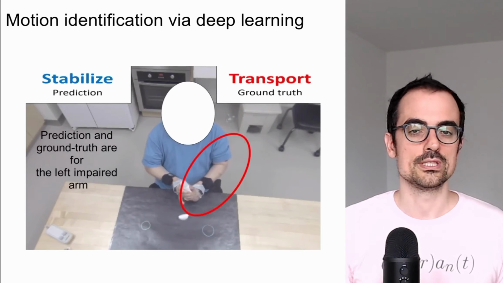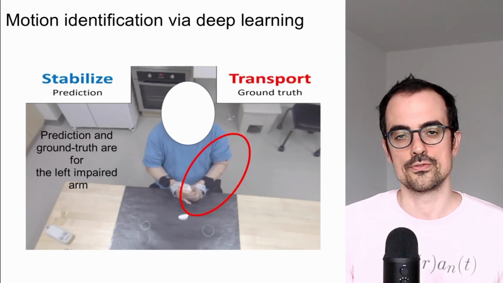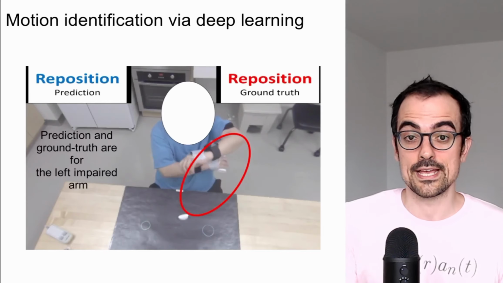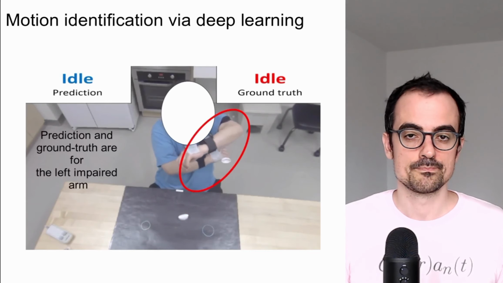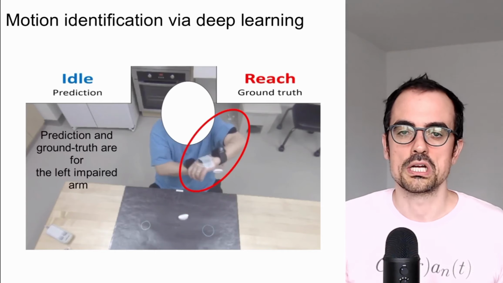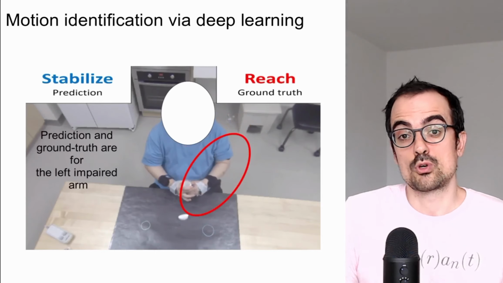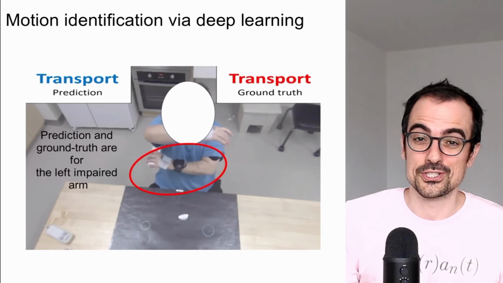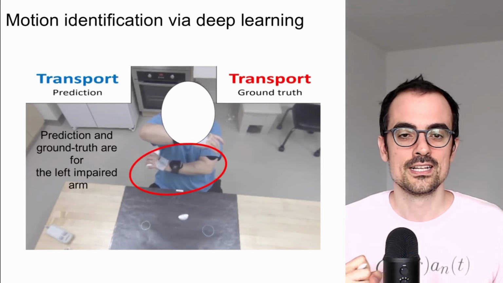Here on the left, we're showing the prediction of our deep neural network, and on the right, the ground truth, which was labeled by a trained volunteer. Okay, and the models are quite accurate. They have trouble when the patient is really impaired because the motions are quite heterogeneous.